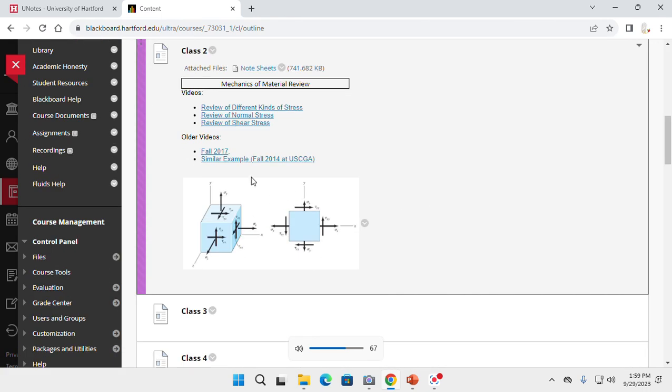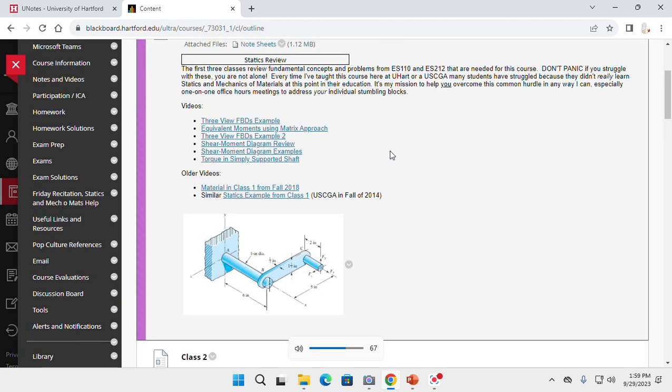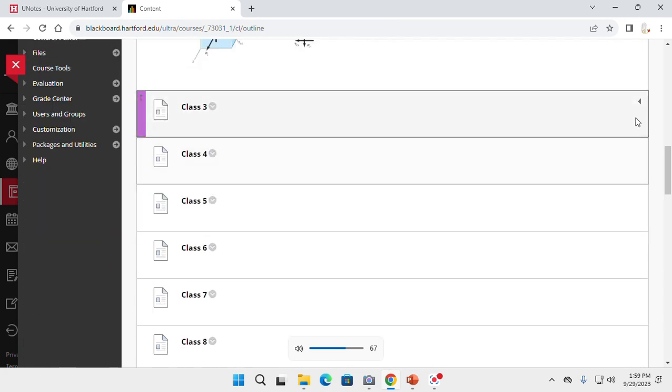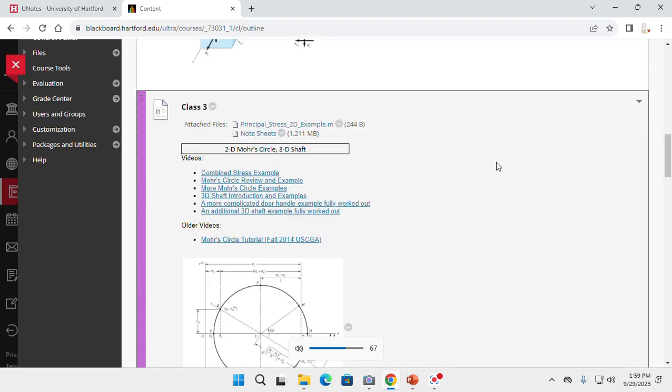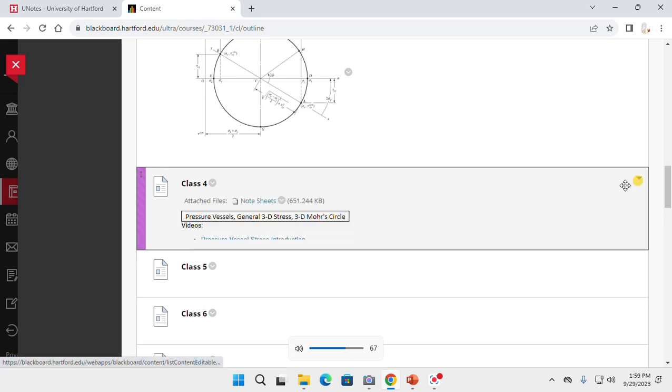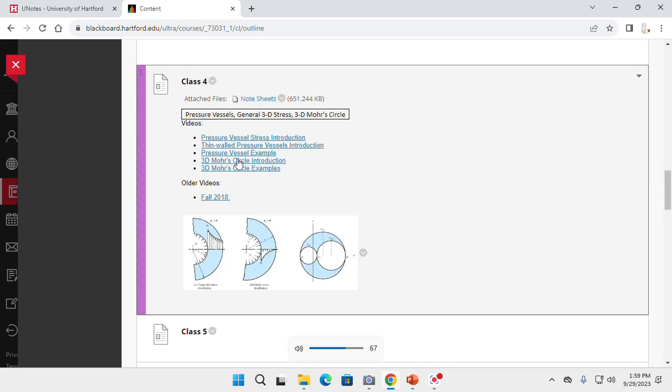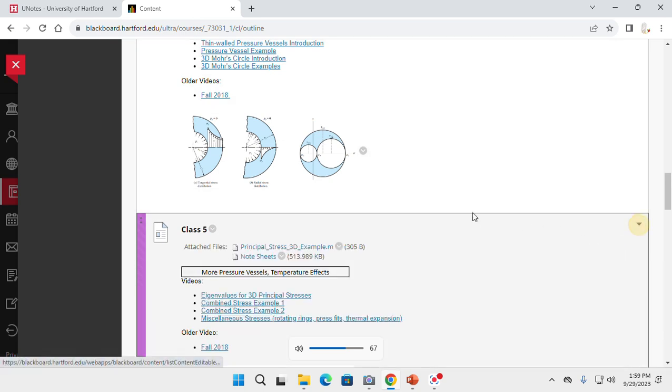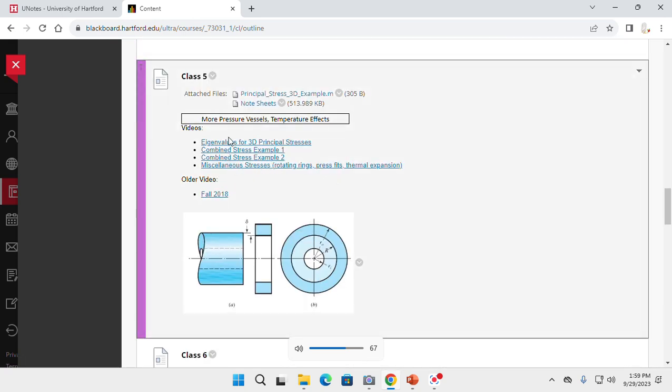By the way, I like the little pictures there. What I need to add on to there is learning outcomes. It's on my list of things to do. But anyway, here's theory. It was Mohr's circle, principal stresses, and then more complicated shafts and things like that. And then we did pressure vessels and 3D Mohr's circles. And like you said, more pressure vessels and combined stress things. We didn't really cover any of this stuff. I think I briefly talked about rotating rings and press fits and thermal expansion, but we're not covering any of that.